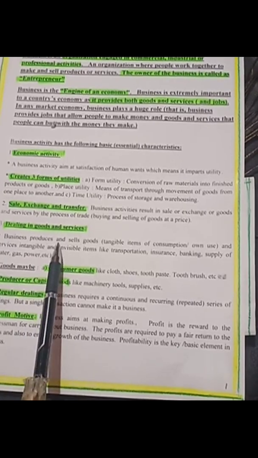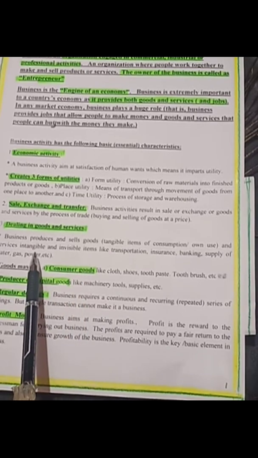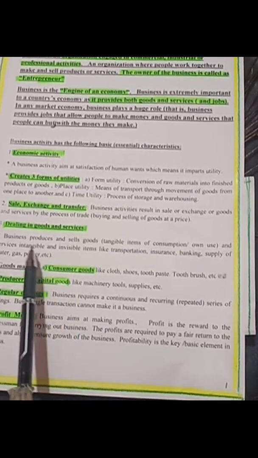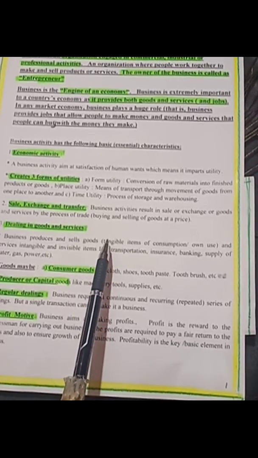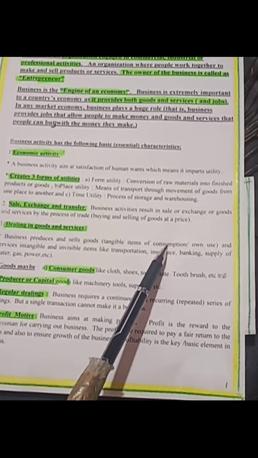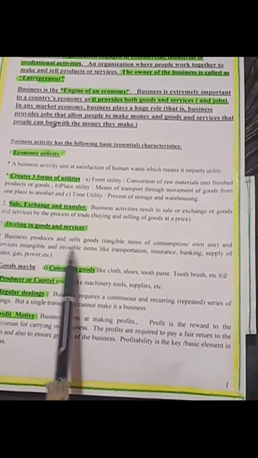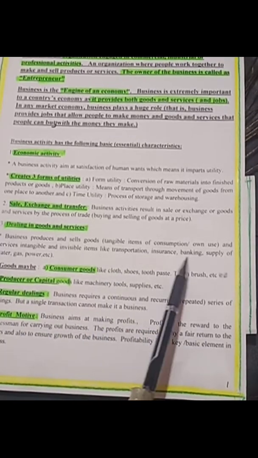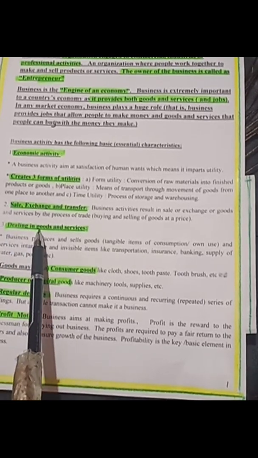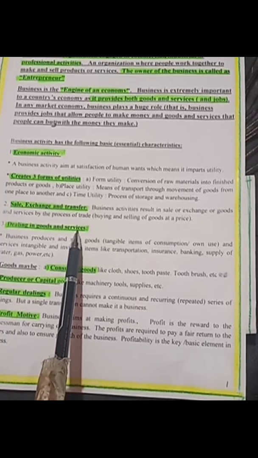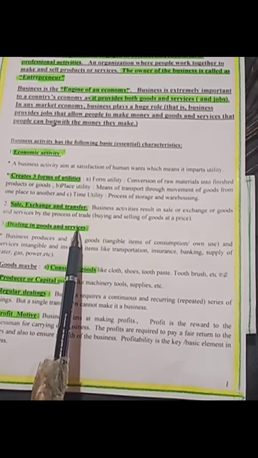Business provides and sells goods. Goods may be tangible in nature or intangible, invisible in nature. Let us say goods produced and sold are tangible. What are tangible goods? Those goods which are readily utilizable for consumption and own use. What are intangible? Intangible are nothing but services like transportation, insurance, banking, supply of water, gas, power, etc. So, dealing in goods, that is tangible, dealing in services, that is intangible. So, dealing in tangible and intangible components is known as dealing in goods and services.